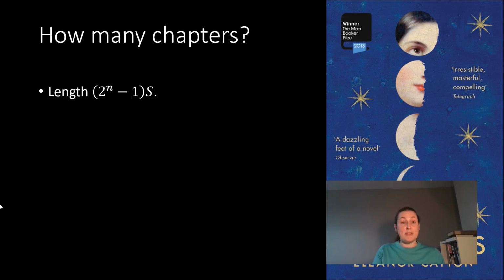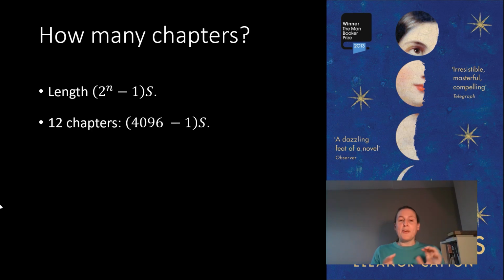We're trying to work out how many chapters there can be in this book. We know that the length is 2 to the n minus 1 times the length of the last chapter, n being the number of chapters. If there are 12 chapters, which there are in this book, that is 4,096. That's 2 to the power 12 minus 1. So there's that 4,096, a little hint in the text for us. So 4,095 times the length of the last chapter.